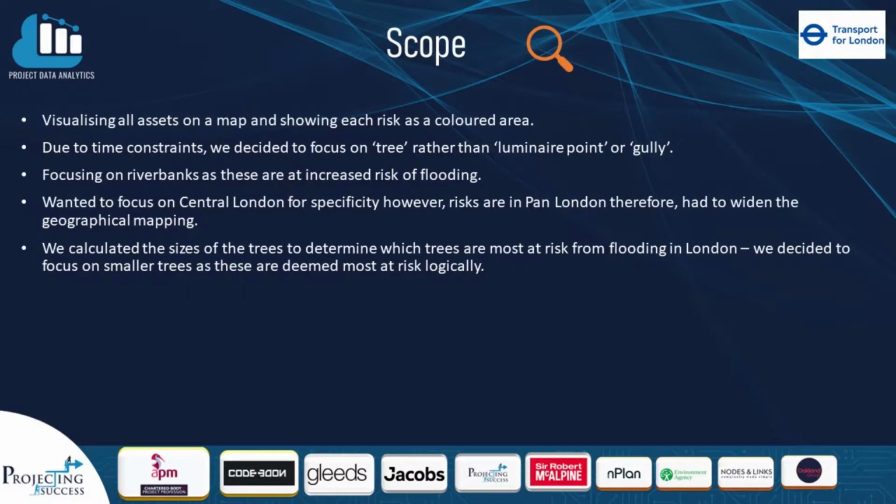The scope of the solution includes visualising all the assets on a map and showing each risk as a coloured area. Given a time limit, we decided to limit the scope to focus on one asset type. We focused on the risks which affected the floodplain areas. These were most likely to lead to floods affecting the trees. We determined the trees most at risk by multiplying the height by the ground spread.